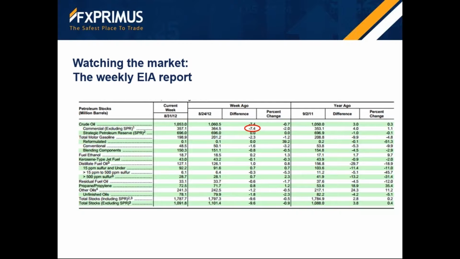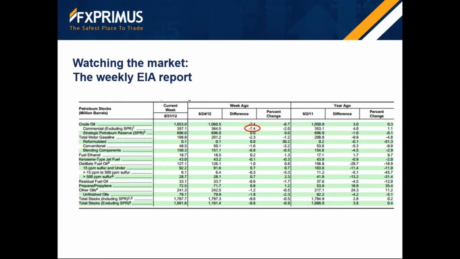So here's the part of the EIA weekly report that crude oil traders are interested in, for the same week as the API report that I just showed. Now, in both reports, oil market participants focus on the change in inventories from the previous week. It's measured in thousands of barrels in the API report, millions of barrels in the EIA report.